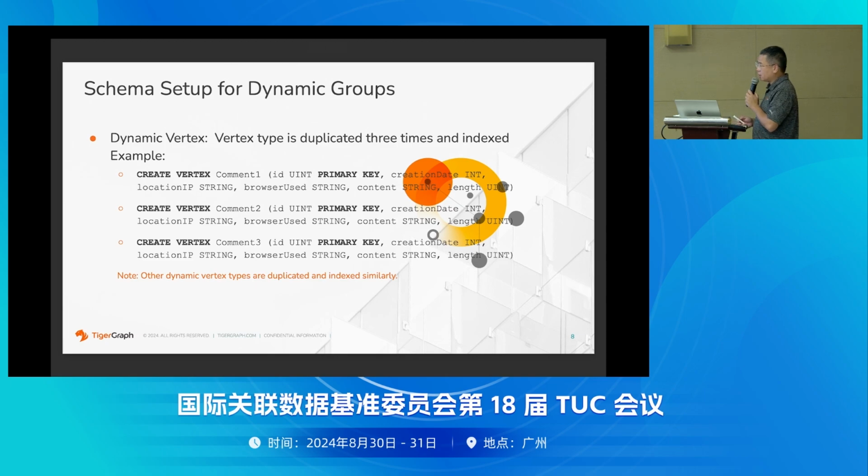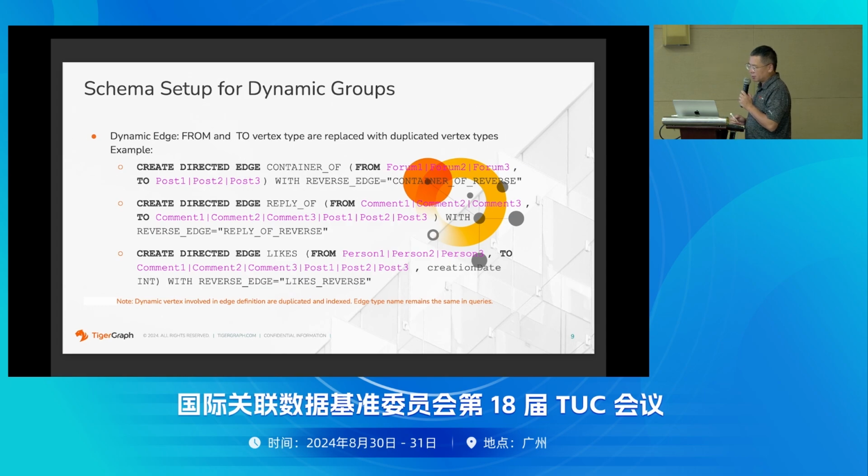And this is the DDL to set up the modified benchmark schema. So this is one example. In the original schema, we have one dynamic vertex type, comment. In the new schema, we created 3 comment containers, indexed by 1, 2, 3. We did a similar thing for other dynamic vertex types, such as posts, forums, etc.